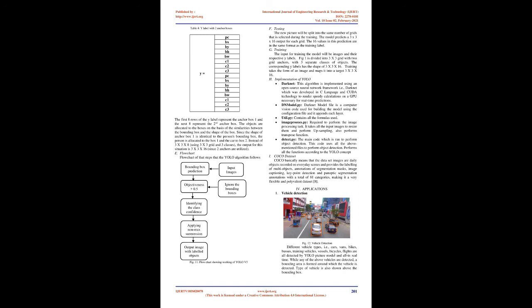Training. The input for training the model will be images and their respective Y labels. Fig 1 is divided into a 3x3 grid with 2 anchor boxes, with 3 separate classes of objects. The corresponding Y label has the shape of 3x3x16. Training takes the form of an image and maps it into a target 3x3x16.